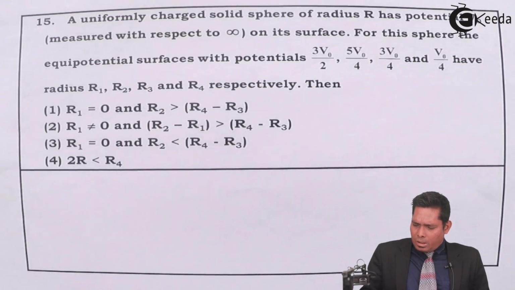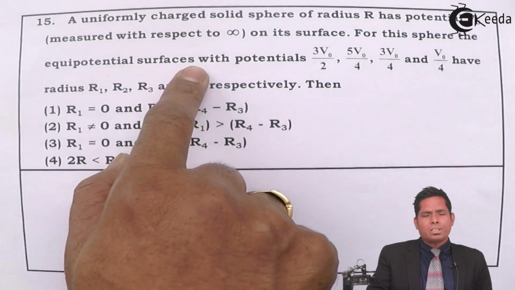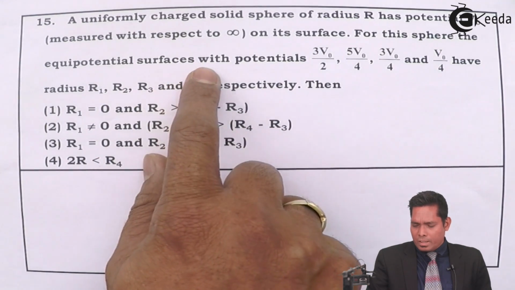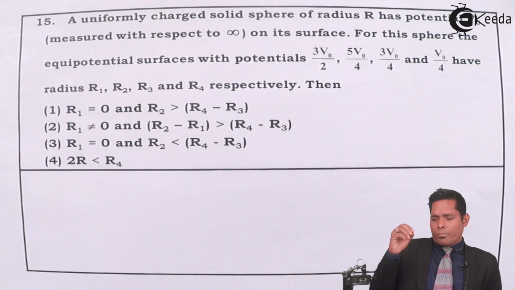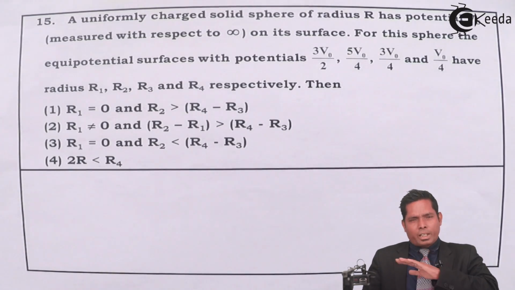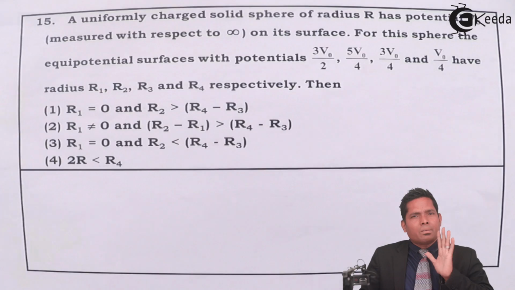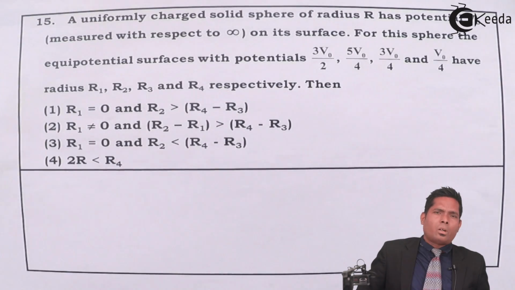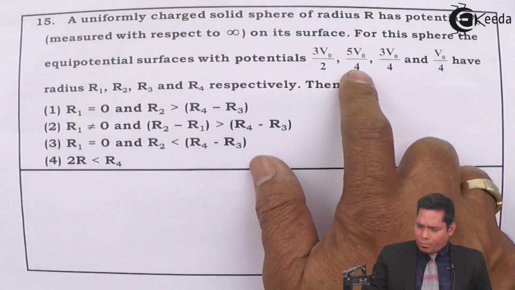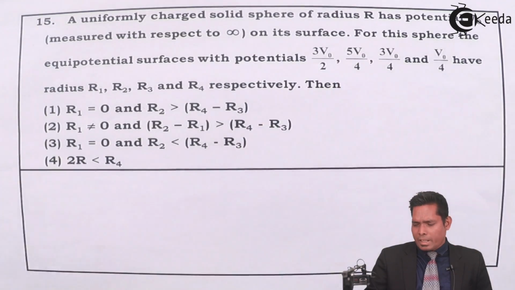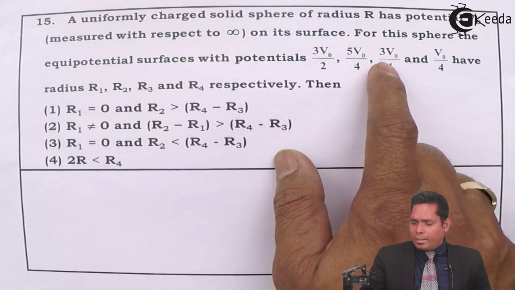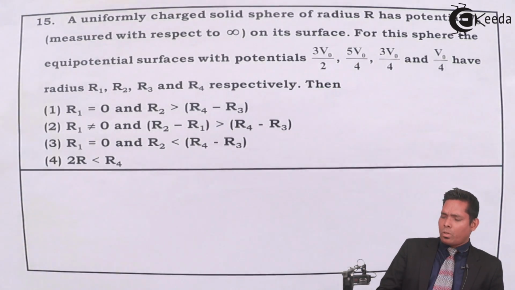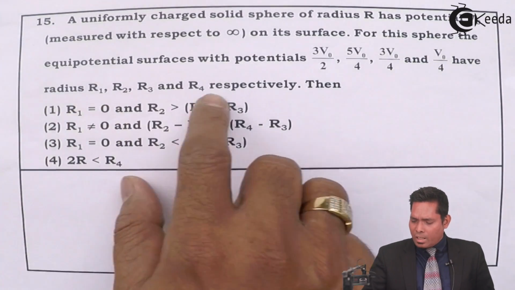For this sphere, the equipotential surfaces with potentials 3V naught by 2, that means 1.5 times V naught, more than the potential on the surface, and we know that 1.5 V naught is always present at the center of the non-conducting sphere. 5V naught by 4 is also greater than V naught, so it has to be inside. So these two points are interior points, and we have equipotential surfaces where the potential is 3V naught by 4 and V naught by 4, with radii respectively.